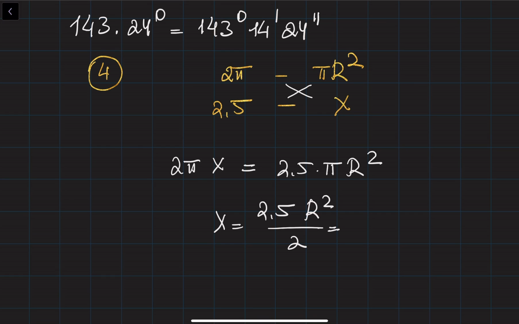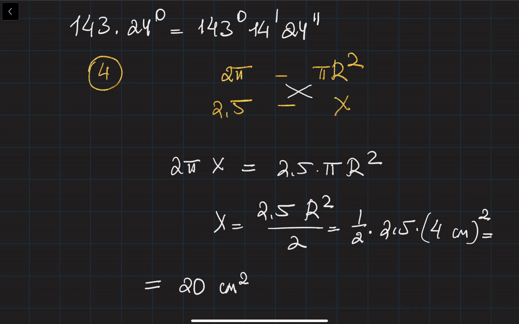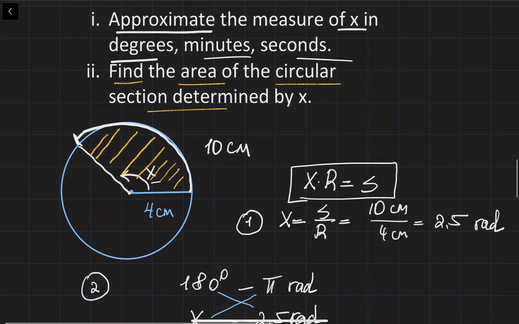So this is going to be 1 over 2 times 2.5 times 4 centimeters squared. If you calculate all of these terms, you are going to get the answer, which is equivalent to 20 square centimeters. This is how we find the area of a sector which is subtended by this angle. We now know how to transform radians into degrees and degrees into minutes and seconds.